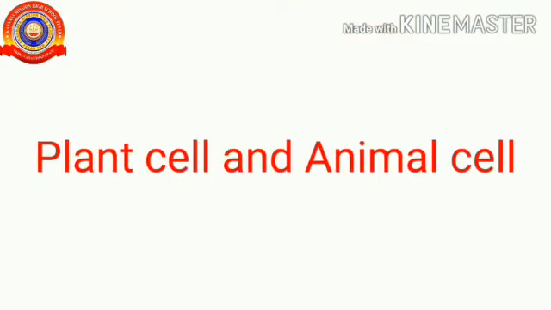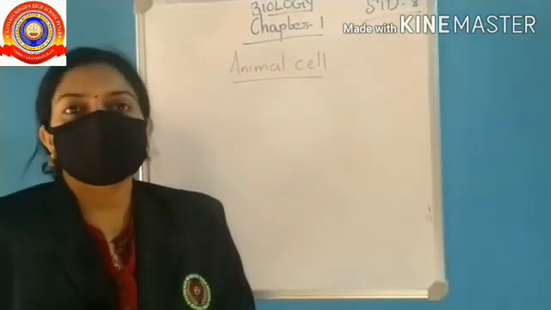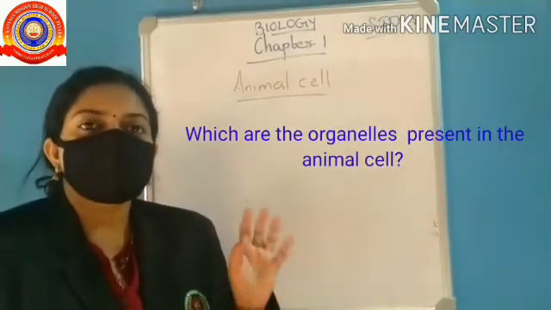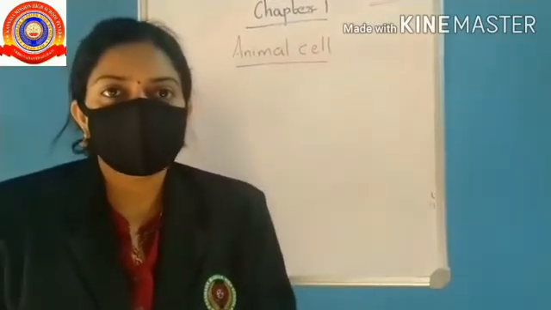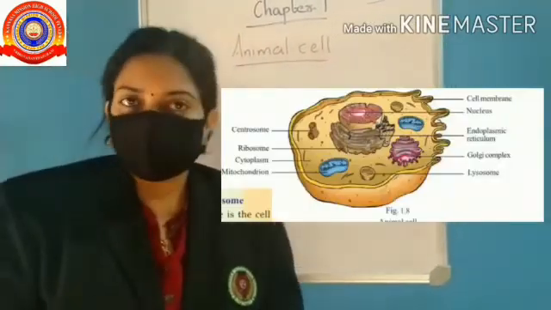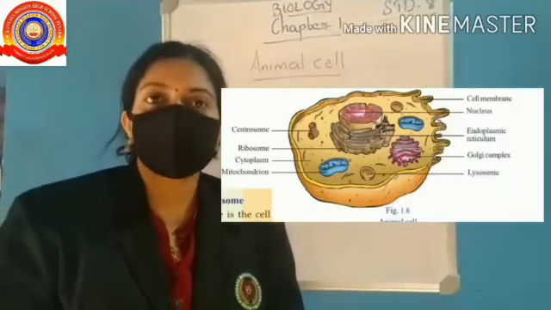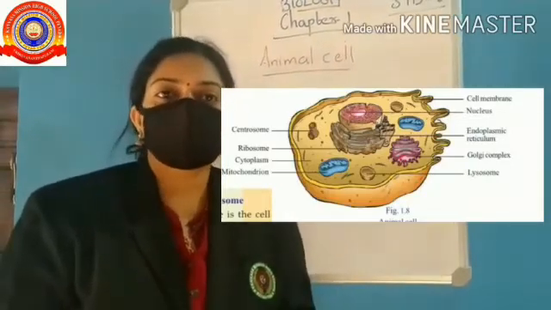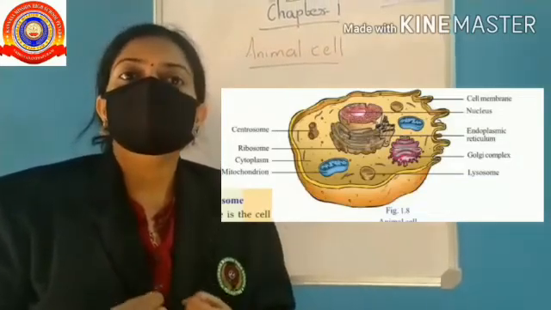Next is about plant cell and animal cell. In the 6th standard, you studied about the plant cell and animal cell. Now let's look into the animal cell. Which are the organelles present in the animal cell? Do you know? Animal cell consists of cell membrane, nucleus, endoplasmic reticulum, Golgi complex, lysosome, centrosome, ribosome, cytoplasm and mitochondrion. The centrosome and lysosome are only present in animal cell.